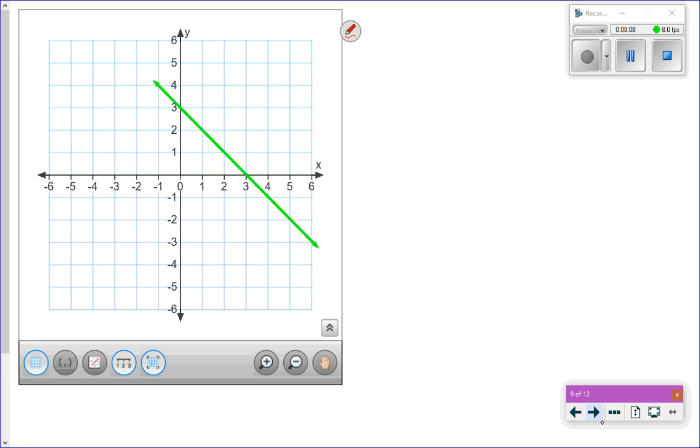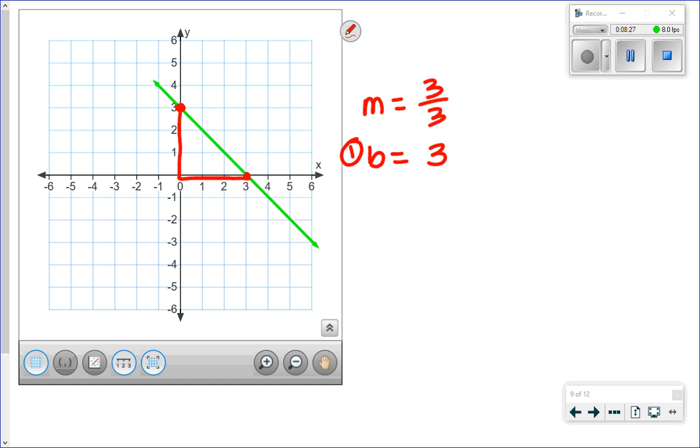All right, next one. m equals, b equals. This is the first step. So I find my intercept, which is 3, and find where it crosses perfectly through. Draw my triangle, so that's going to be 3 over 3, which would reduce to be 1. This line is going downhill, so my slope should be negative.